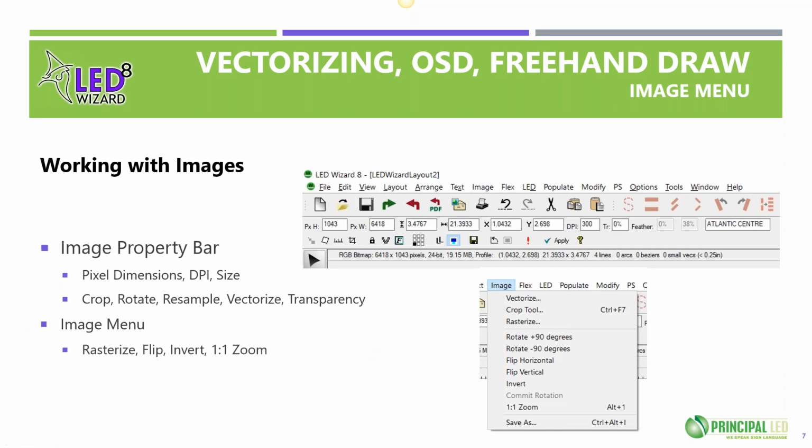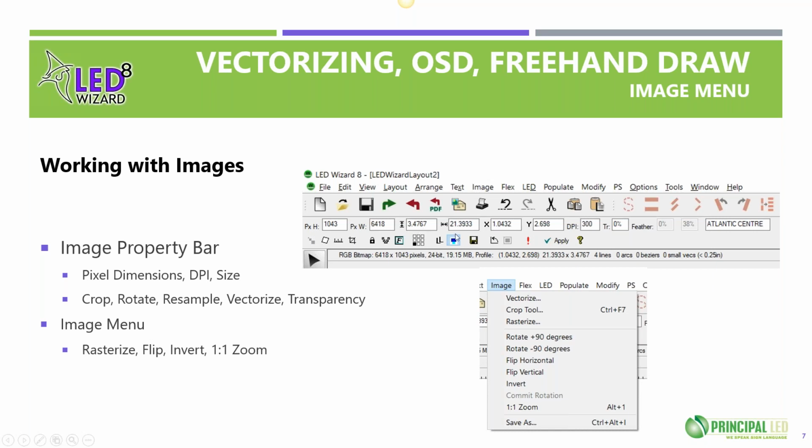Okay, so if there's no questions, I'm going to talk a little bit about images on this slide, and then we'll get into vectorizing. Just to be clear, when you import an image and you click on it with the layout tool in the window, this property bar is displayed, and this is the property bar for a bitmap. One of the things you see here is the pixel dimensions, pixel height by pixel width. So this is 1,000 pixels high by 6,000 pixels wide, and that's a pretty decent sized image.